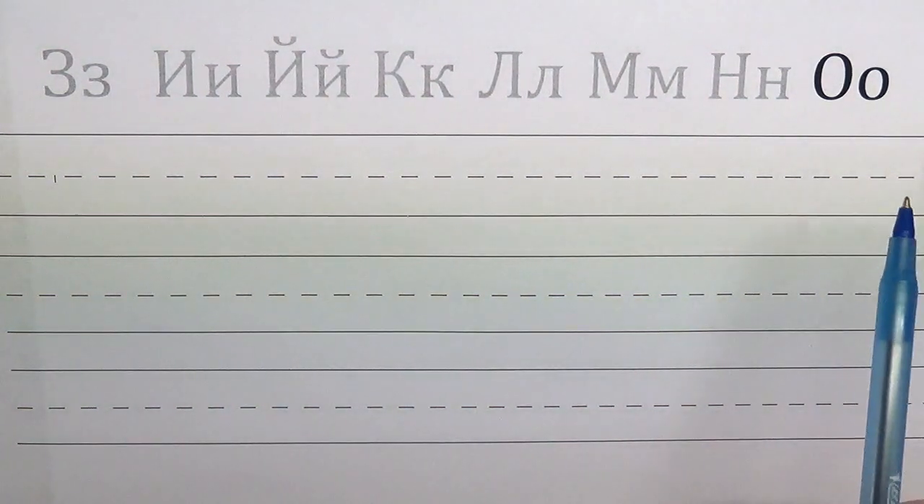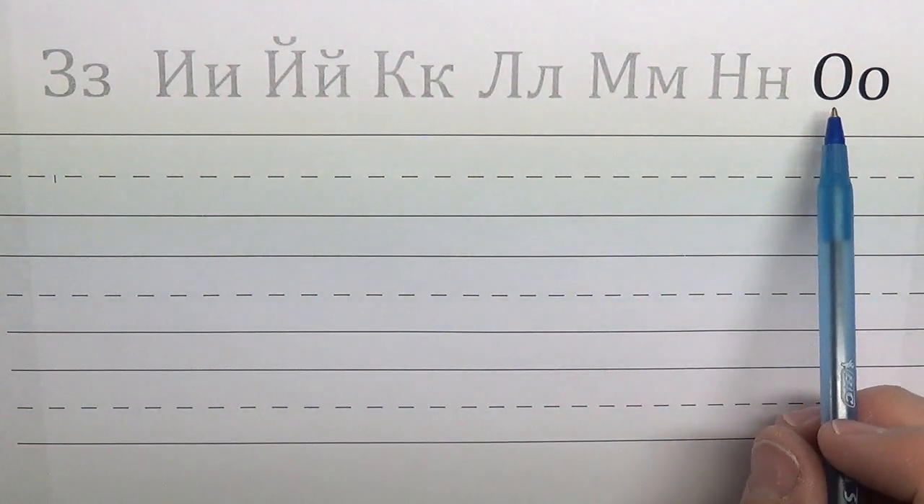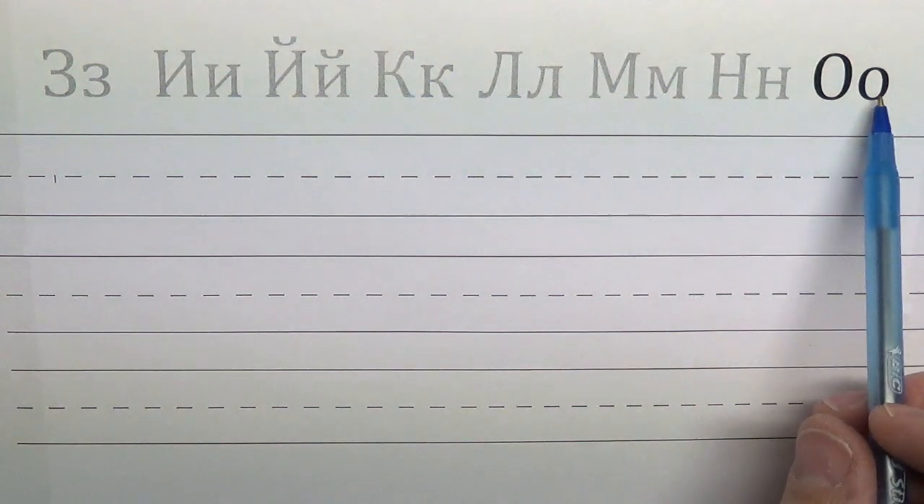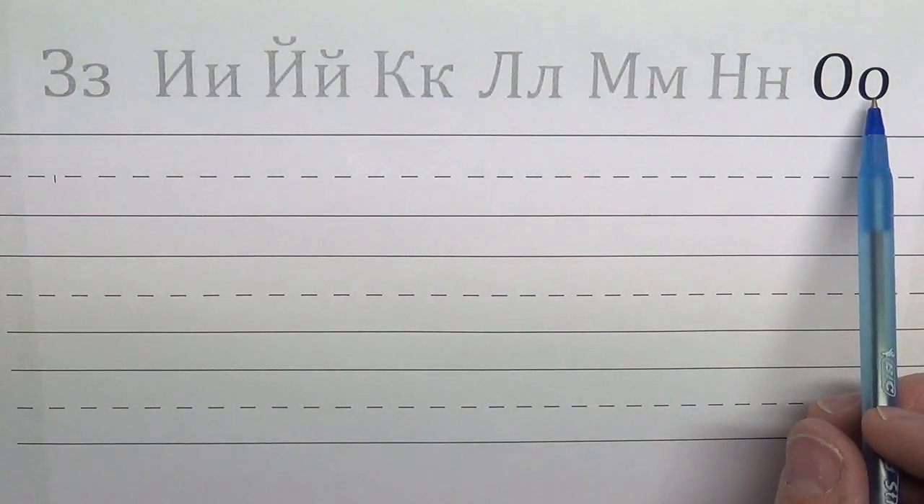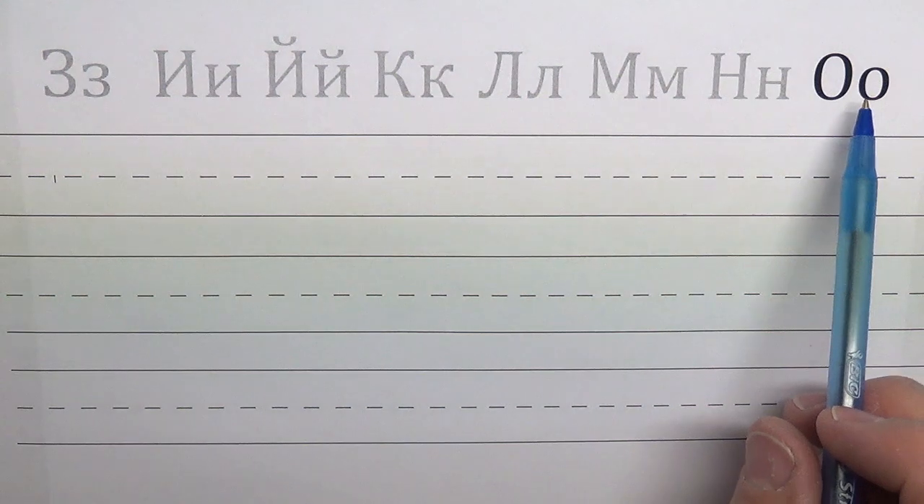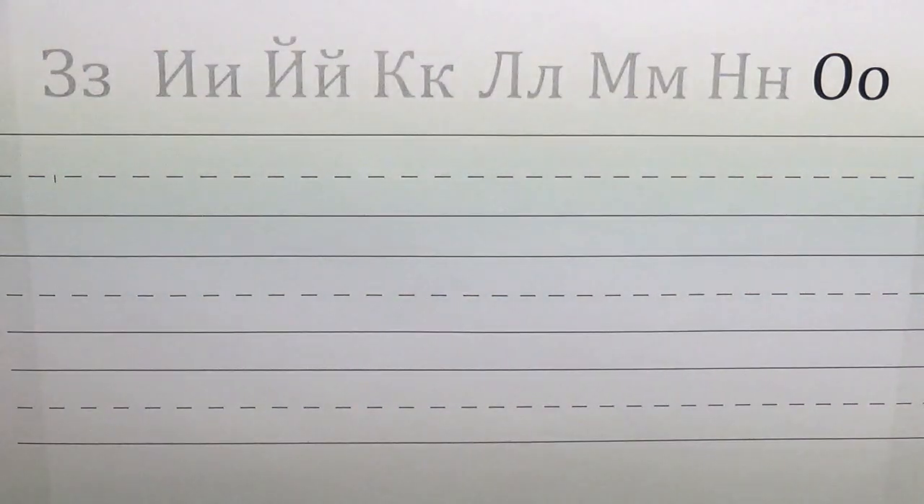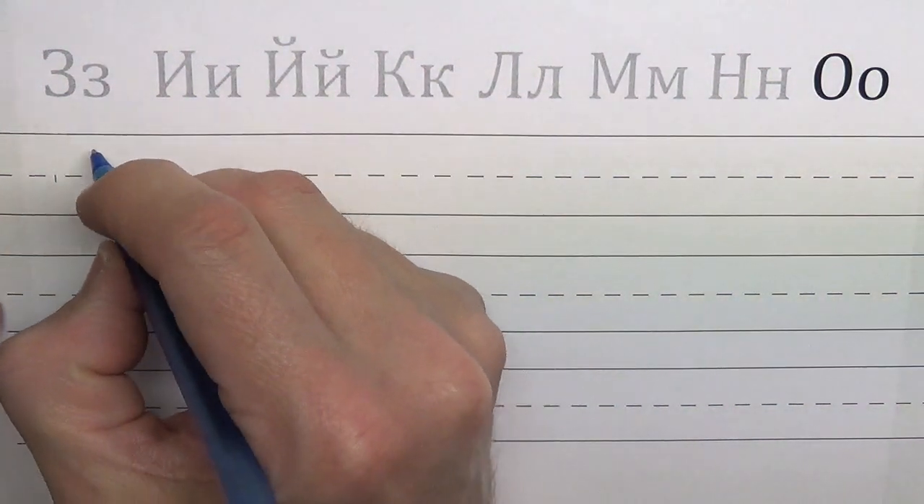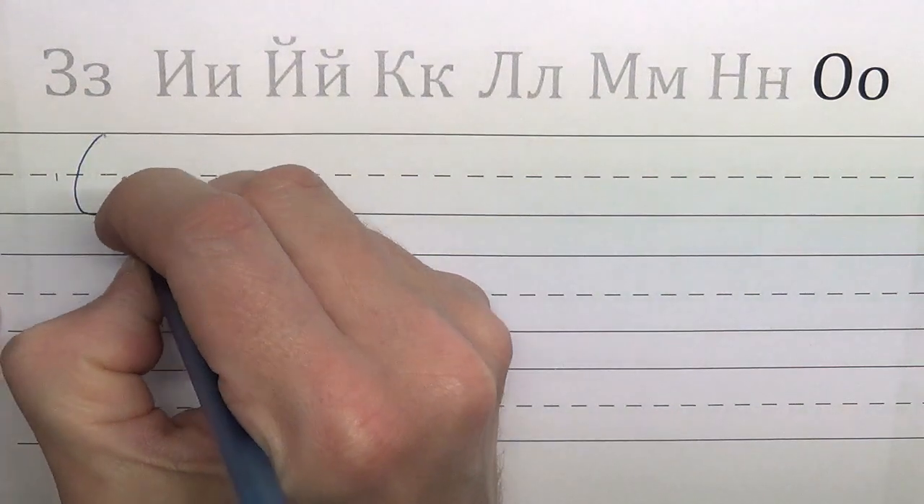Next letter in the Russian or Cyrillic alphabet is the letter O. Nice rounded O sound, at least when it's stressed. In other situations it has a couple other pronunciations, but that doesn't concern us here. So a capital O is really not terribly difficult.